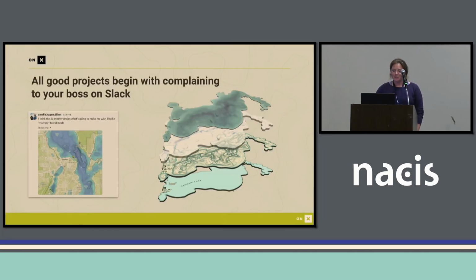On the first iteration of this project, I was working with an engineer who built 2 different tile sets from bathymetry data, one that was a depth hillshade and one that was a depth gradient. And I was trying to add them both to the style sheet for the rest of the map and could not get it to look the way I wanted. And so I sent this Slack message to my boss complaining about how I wished I had a multiply blend mode.